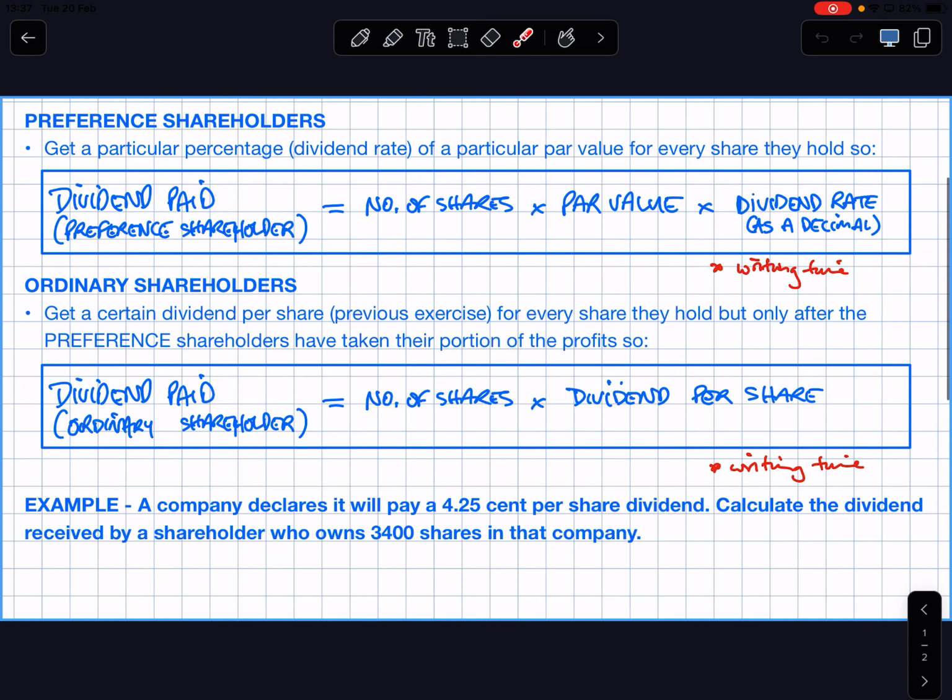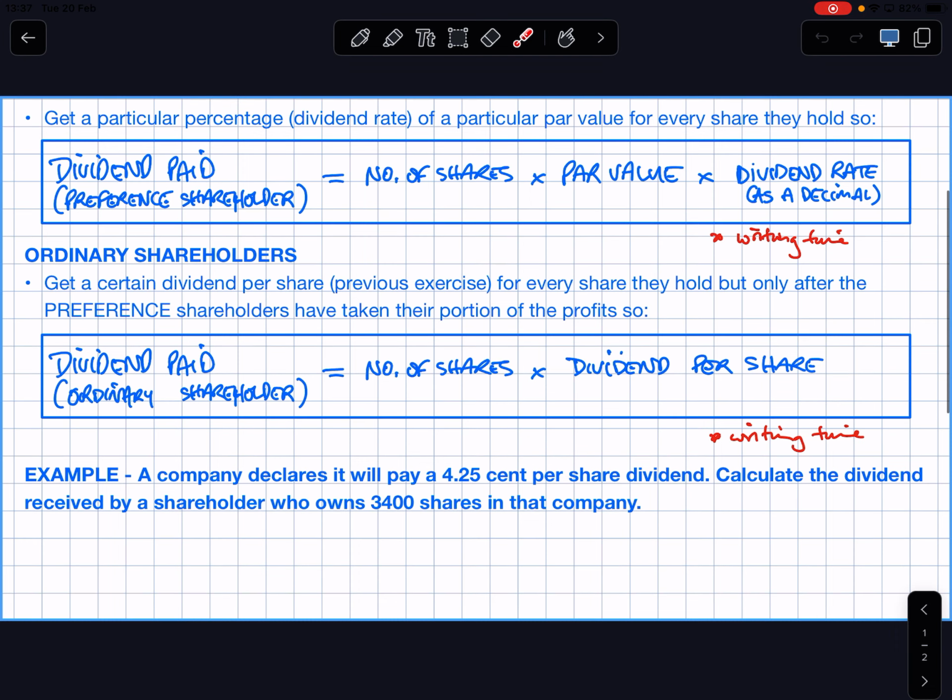Right, you've got a separate formula for ordinary shareholders. Ordinary shareholders get a certain dividend per share from the last video, the last exercise you'll do on the timeline, for every share they hold, but only after preference shareholders take their part of the profits. So dividend paid for ordinary people is number of shares times by the dividend per share. Can you get that formula down, please?